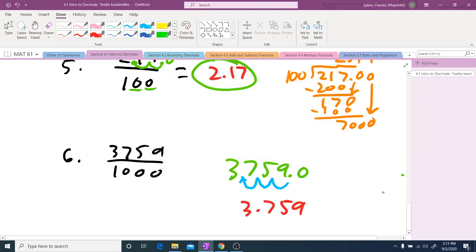So that concludes my intro to decimals. This is one of my 4-part series. My next one's rounding decimals. Then I'm going to do adding and subtracting. And then finally multiplying. Thank you for listening.